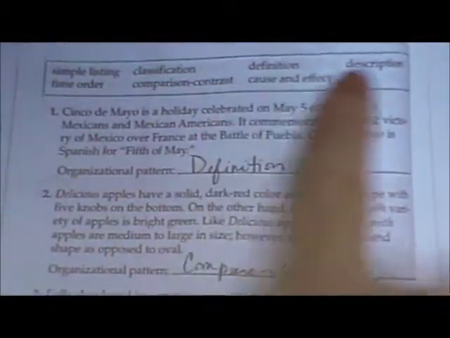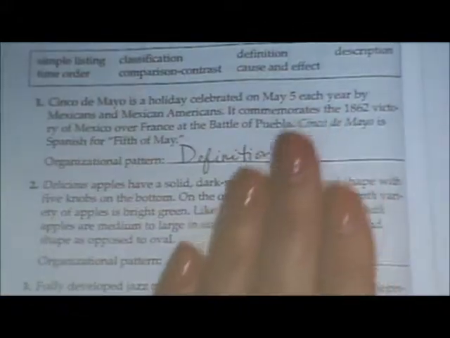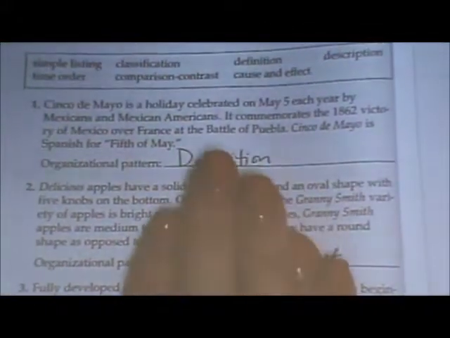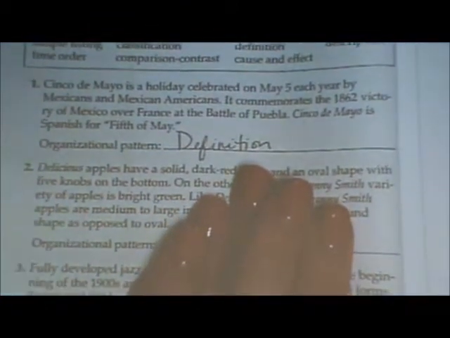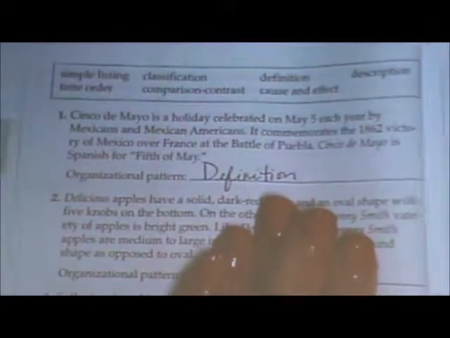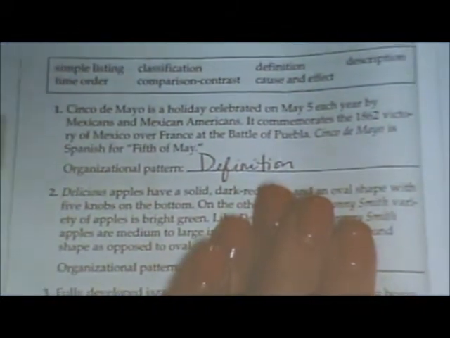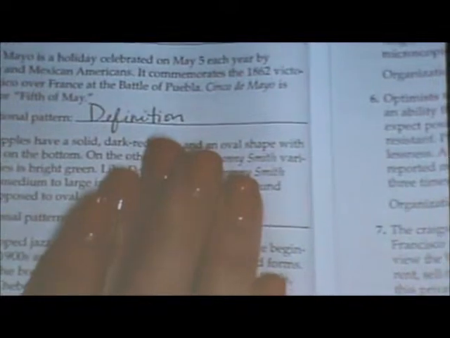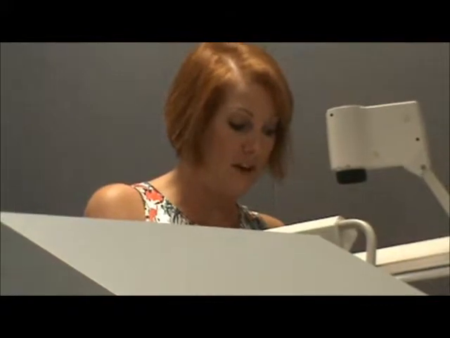There are more practices on page 40. They're a little bit different. They just don't give you the choices. You have to figure it out by looking at the box up here. Number 1, Cinco de Mayo is a holiday celebrated on May 5th each year by Mexicans and Mexican Americans. It commemorates the 1862 victory of Mexico over France at the Battle of Puebla. Cinco de Mayo is Spanish for 5th of May.